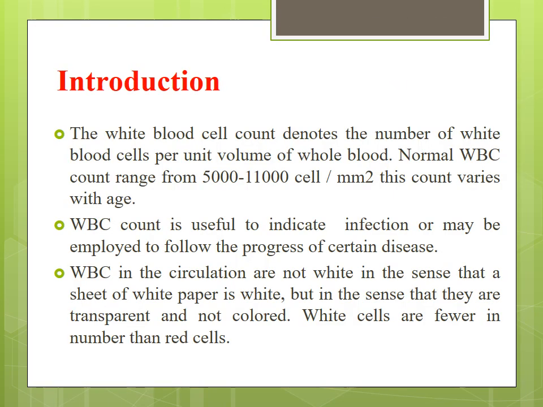Let's begin with a simple introduction. The white blood cell count denotes the number of white blood cells per unit volume of whole blood. Normal white cell counts range from 5,000 to 11,000 cells per cubic millimeter. But the count varies with age.